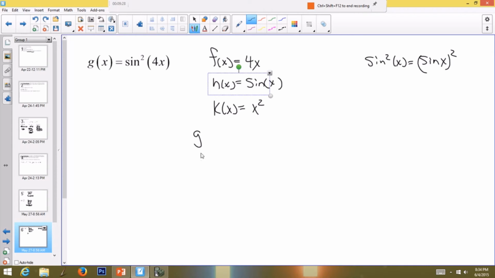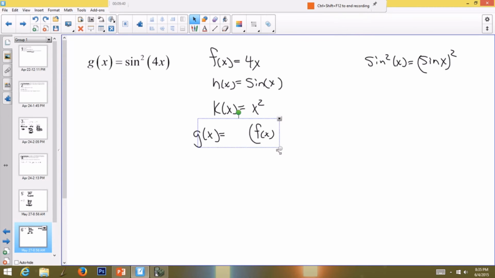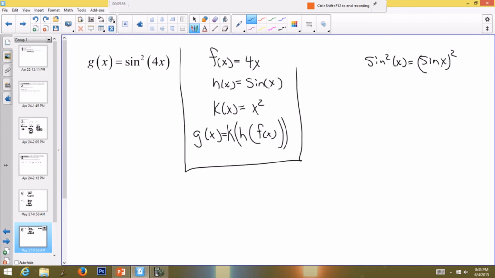So my function g, composed of 3 simpler functions, is just going to be, I start on the inside, f of x composed with h of x, which is composed with k of x. So there's my decompositions. Oh, a short one today, only 10 minutes.